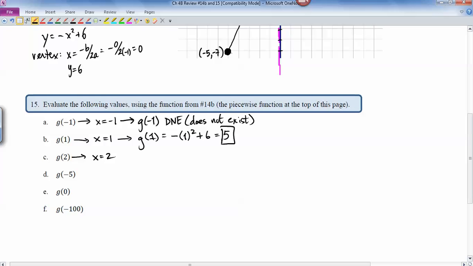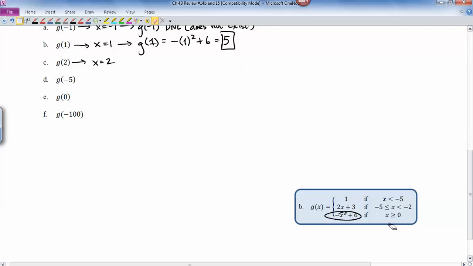If x is 2, well, my blueprint down here, 2 is bigger than 0, so I'm going to use this equation. So g of 2 is going to be negative 2 squared plus 6, which is going to be 2. Let's take a look at negative 5. So if x is negative 5, g of negative 5 should be, well, negative 5.